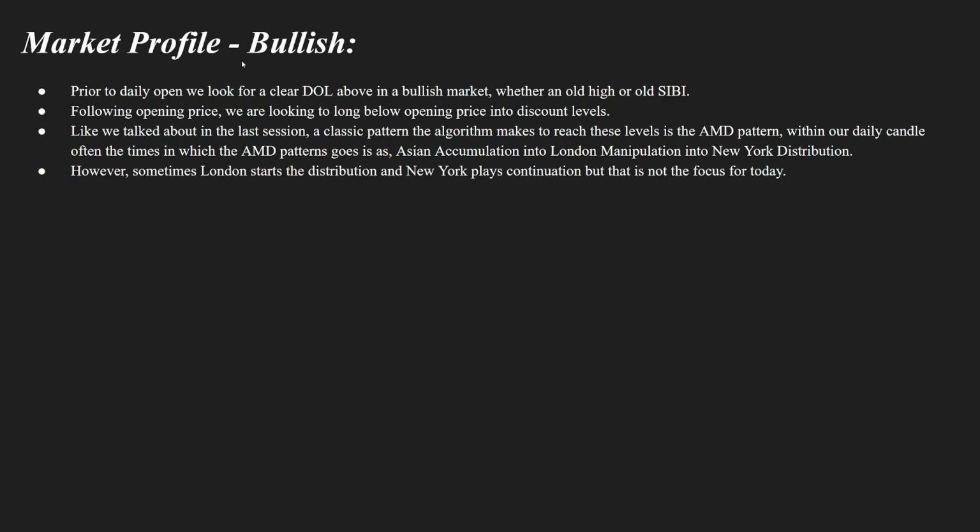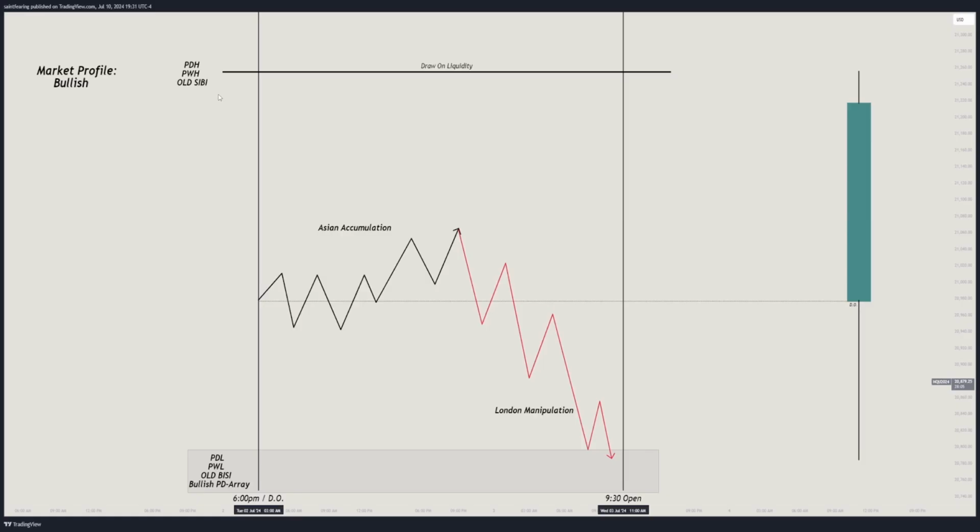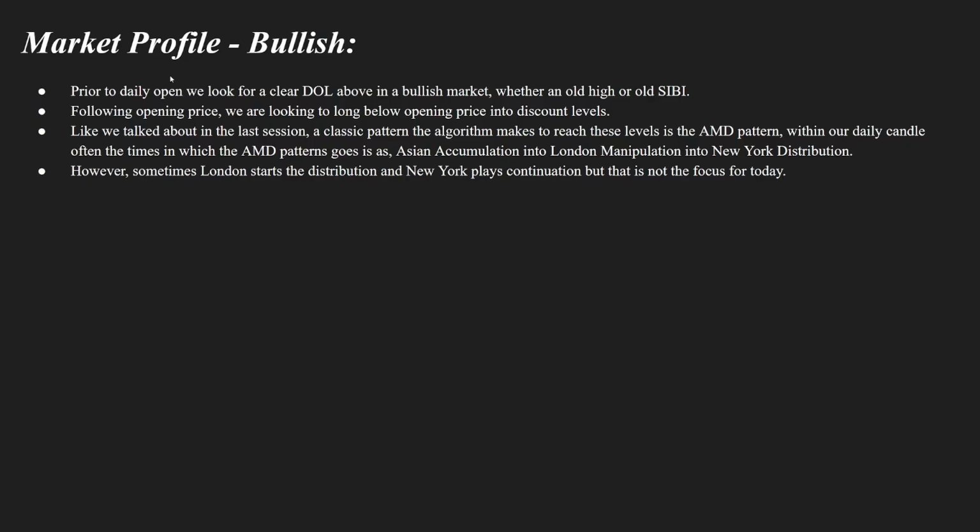Bullish market profile prior to daily open. We're looking for clear draw on liquidity above the market, being potentially a previous day high, previous week high, or an old fair value gap, an old SIBI that needs to be traded into. Following the opening price, we're looking to buy. We're looking to long below opening price into discount levels.